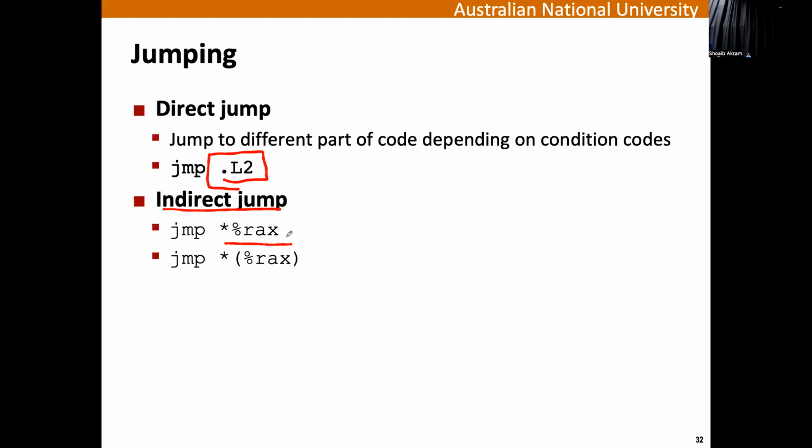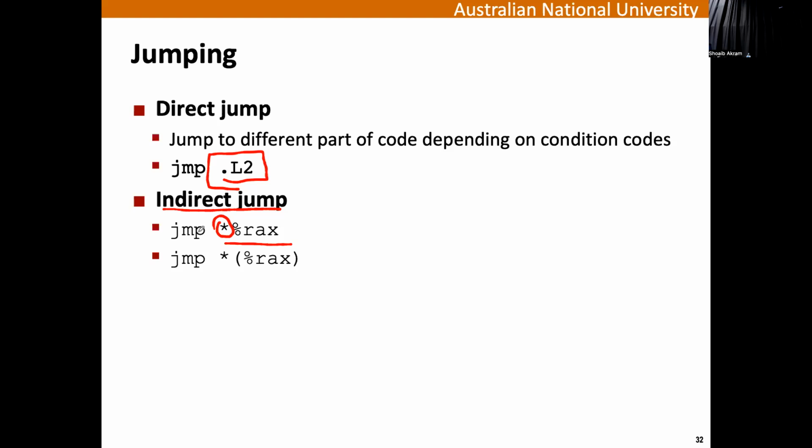So this is a syntax thing. The star, this is just a syntax thing. You need to put a star for indirect jumps. So jump *RAX: go to register RAX, whatever is stored in that register, treat it as an address and jump to that address. And at that address, there is code. There are instructions that the processor will start executing instead of going to the next instruction.